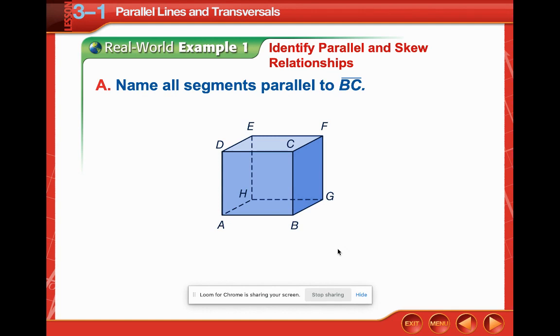All right, this is where it becomes a challenge. Name all segments parallel to BC. So BC is right here. Remember, to be parallel, they have to be on the same plane. Well, it just gave us the answer, but so AD right here shares its front plane. EH shares the back plane with them. So essentially, if you cut through the figure, there would be a back plane there. And then FG shares this plane as well.